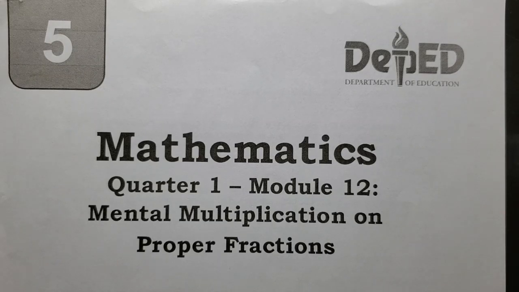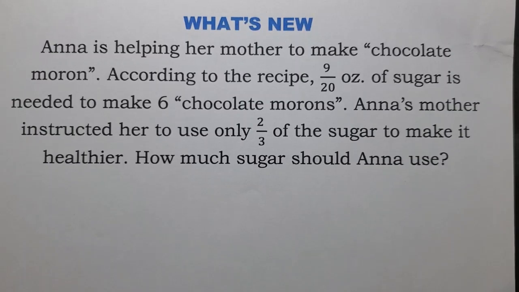This could be used in performing estimation and buying groceries, sharpening your proportional thinking, and baking cookies or any sweets. Your brain actually works faster and sharper when it is trained to perform calculation mentally. Let us start this with a problem in What's New.